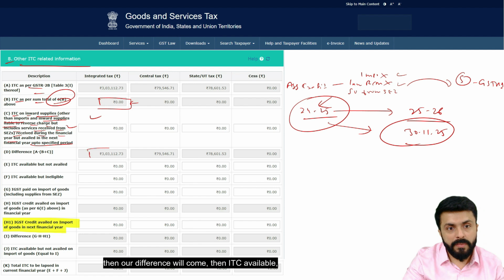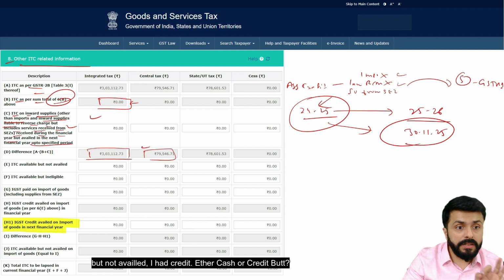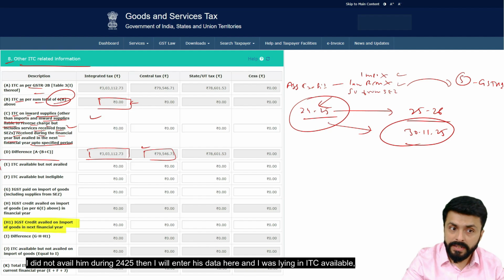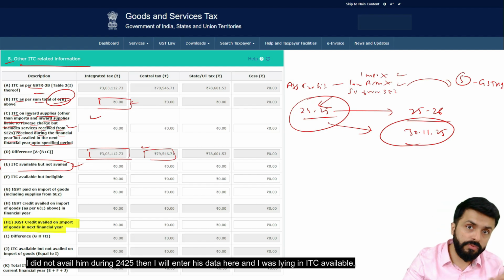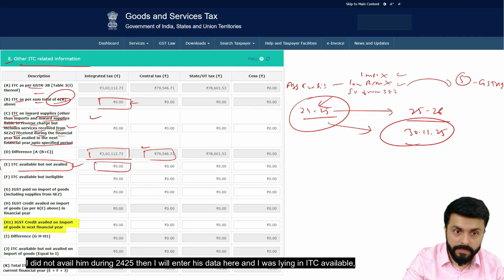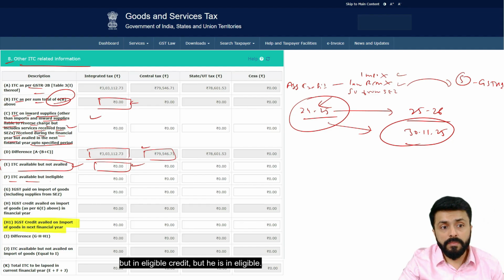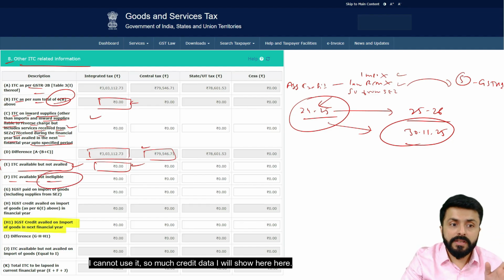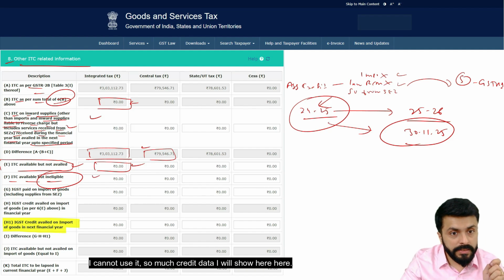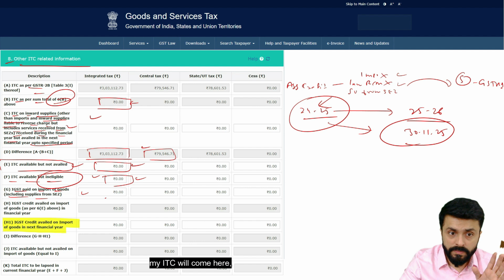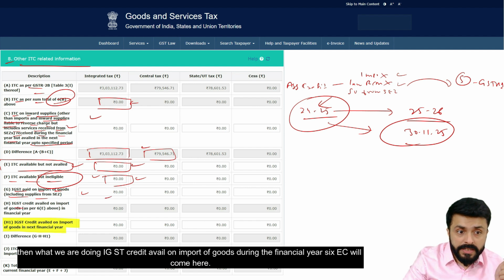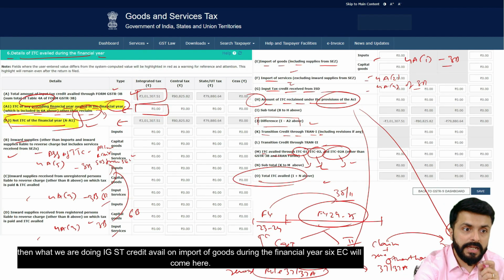Then ITC available but not availed. I had credit, either cash or credit, but I did not avail it during 24-25. Then I will enter its data here. I was lying in ITC available but ineligible credit. But it is ineligible, I cannot use it. So much credit data I will show here. In the case of IGST paid on import of goods, including supplies from SEZ, my ITC will come here. Then what we are doing: IGST credit availed on import of goods during the financial year, 6E, will come here.